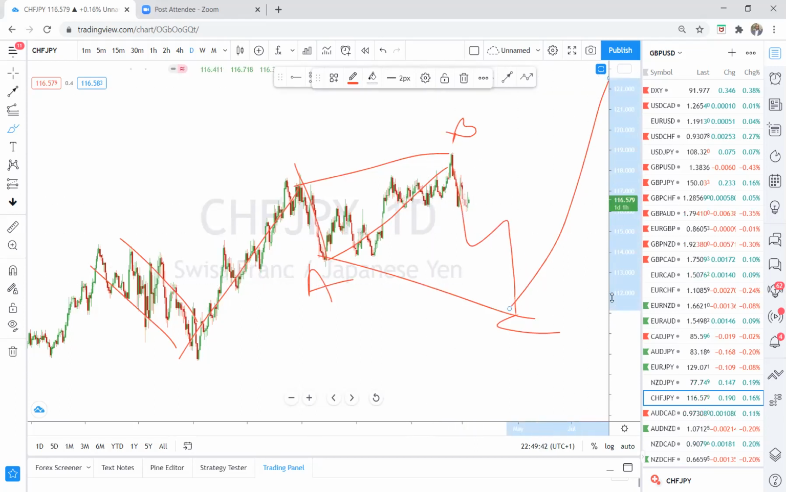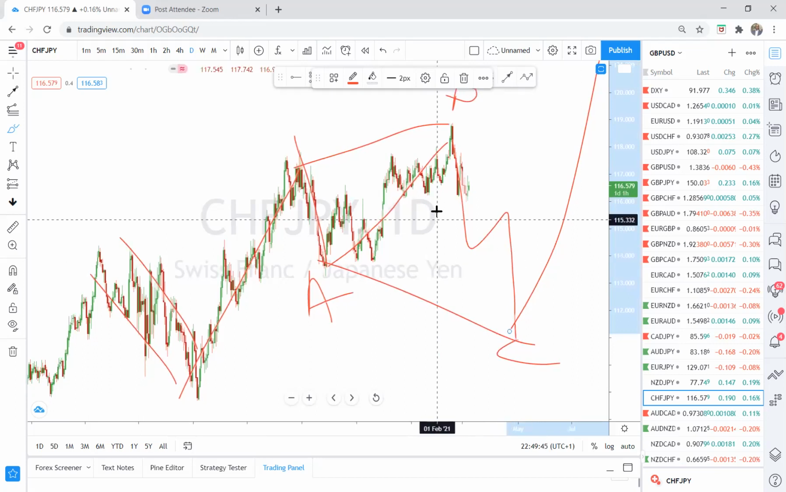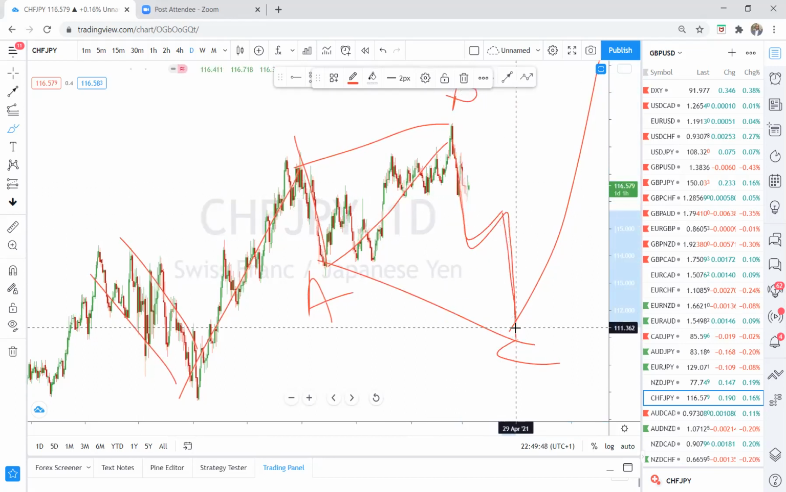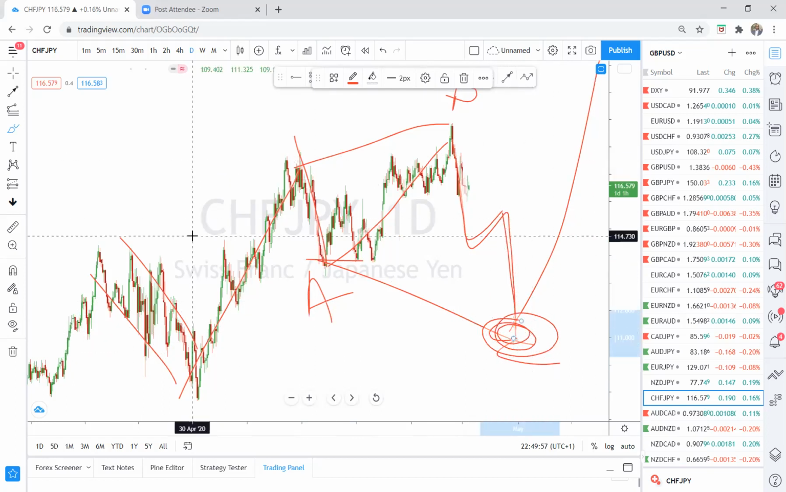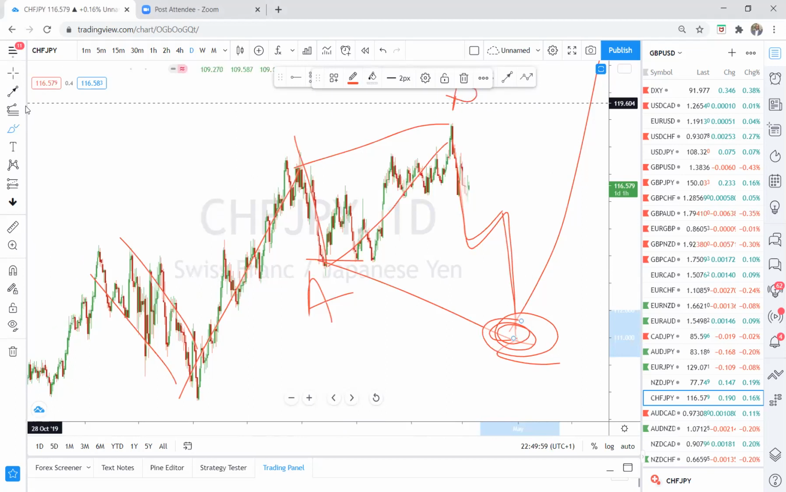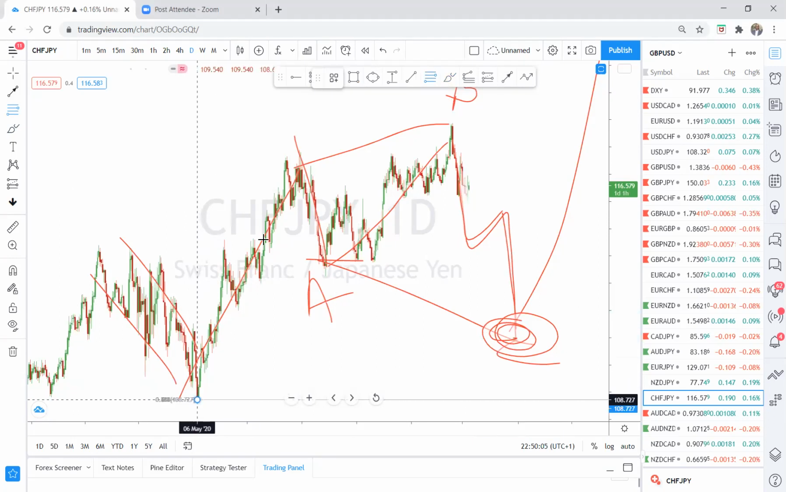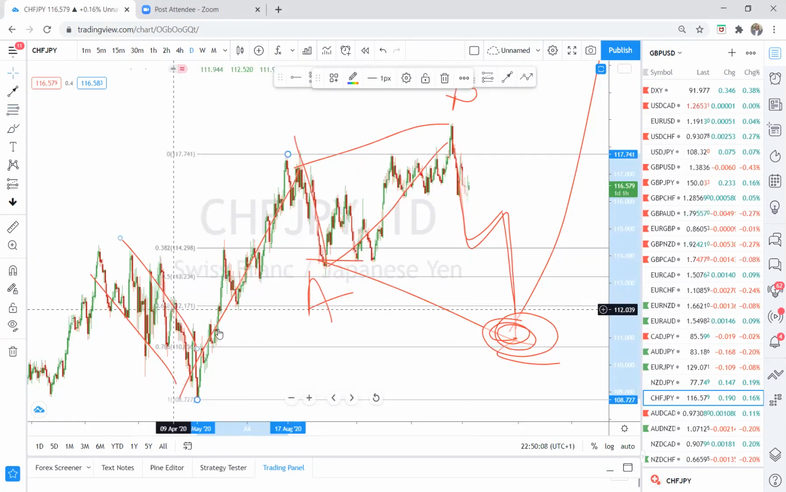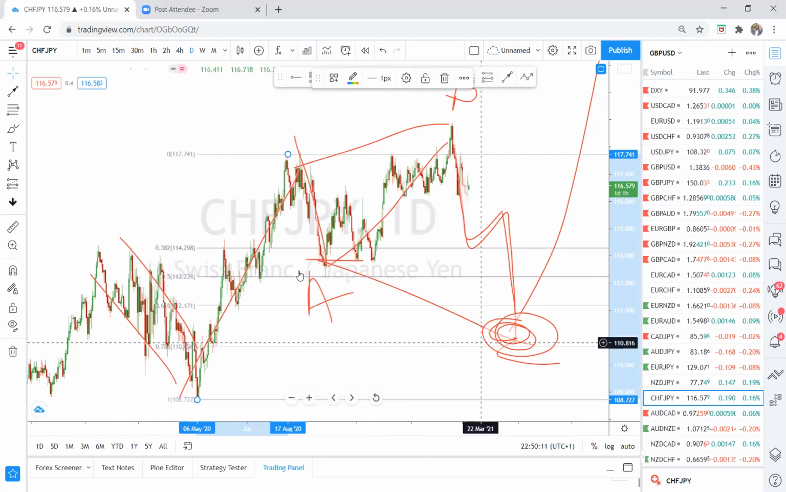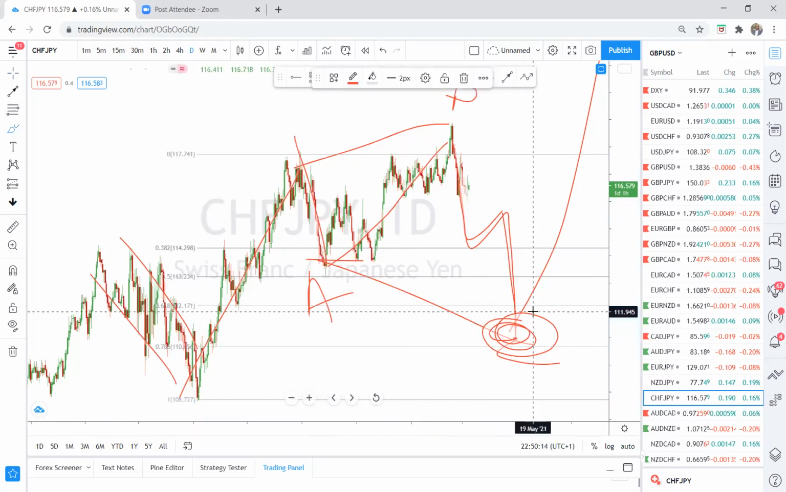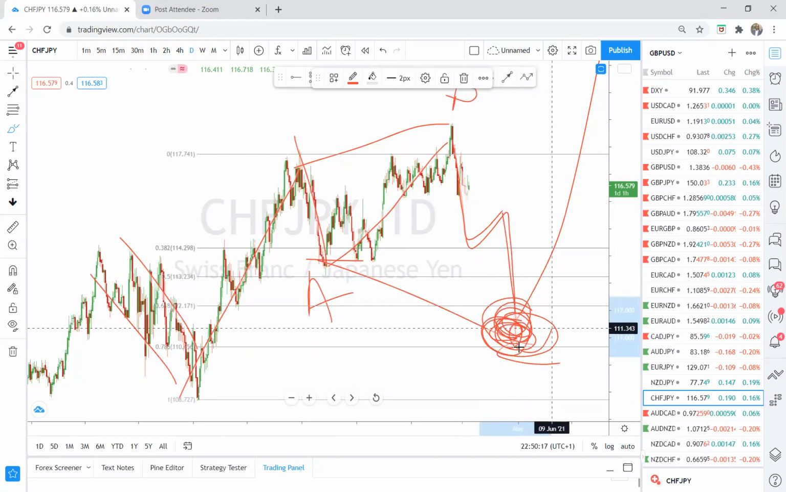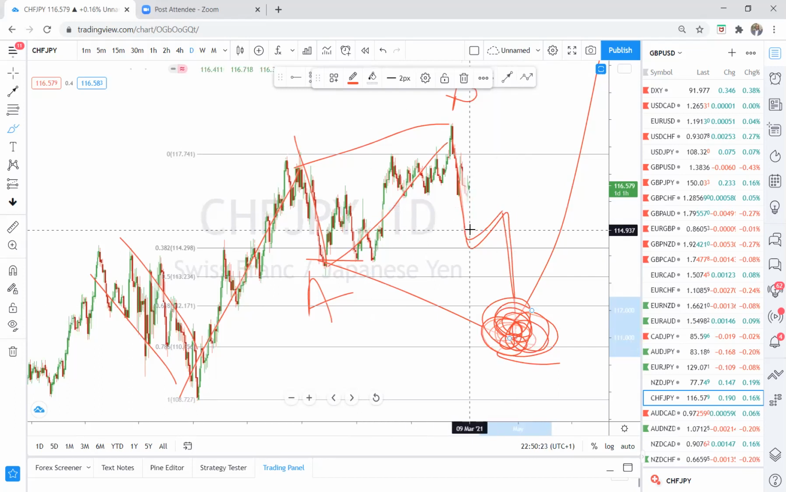This will be the best thing to come to CHF JPY. We would love it to make a three-wave move to the downside here, hit this low, break this low, come over here, then we have a bullish price action for a move to the upside. And if you take a fib retracement from swing low to swing high, you will see that here corresponds to the 61.8% retracement of that previous move. That will be a very good point to look for a buy opportunity to the upside.